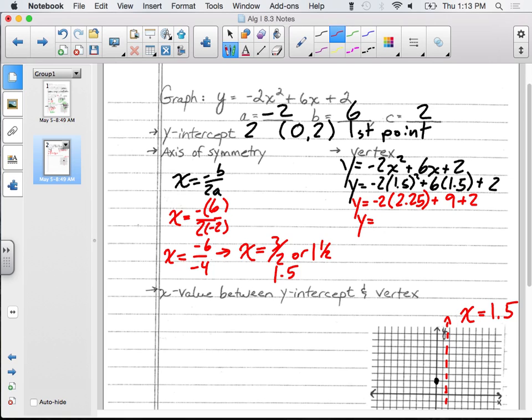Negative 2 times 2.25 is negative 4.5, plus 11. So when we are all done, what should y be equal to? 6.5. Wonderful. So the ordered pair for our vertex should be 1.5, 6.5, right? And that is our second point.